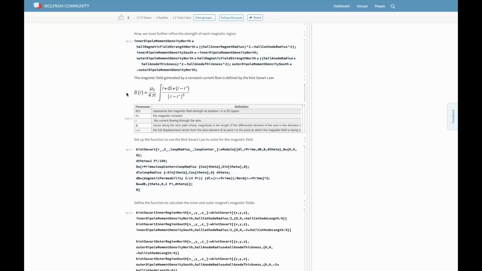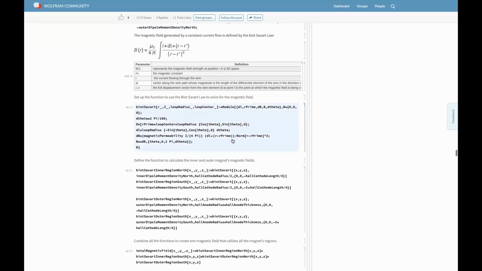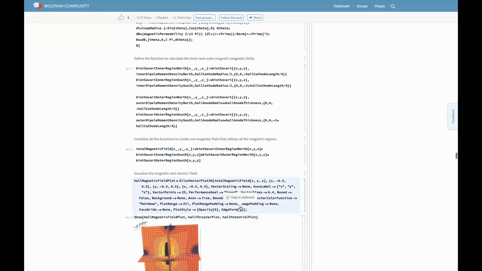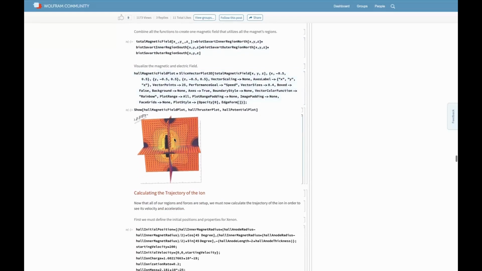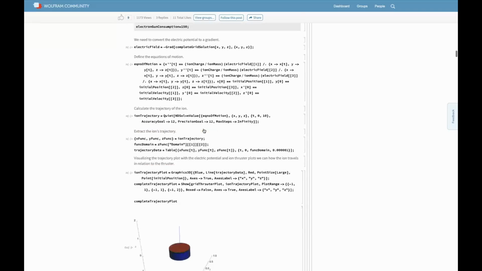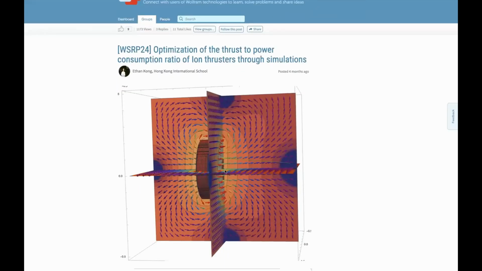And this is the law here. I just used Wolfram to generate this. It's all just a lot of math, using the Biot-Savart law. And here I'm plotting both the electrostatic field and the magnetic field together. You're able to see the magnetic fields coming from the inner magnets and then circling around to the outer magnets. Same with both sides, and this magnetic field is what traps the electrons circling around in the middle.